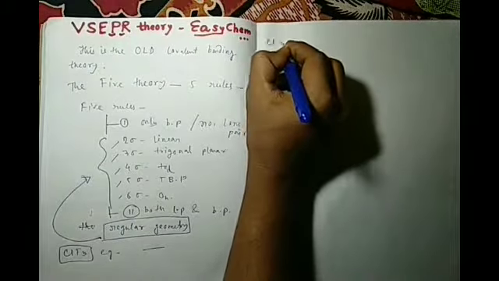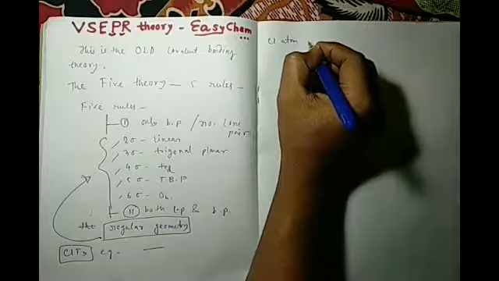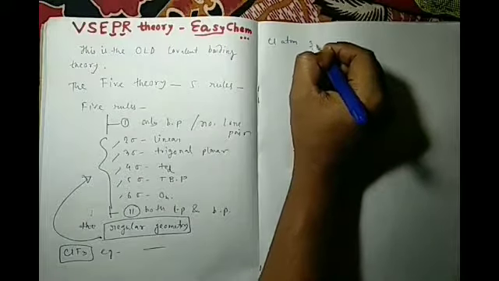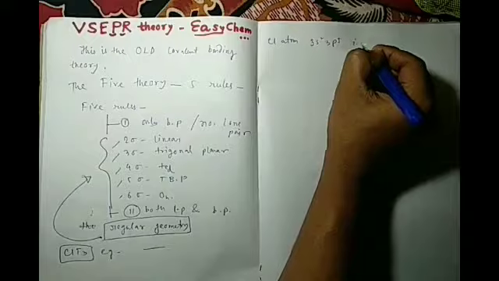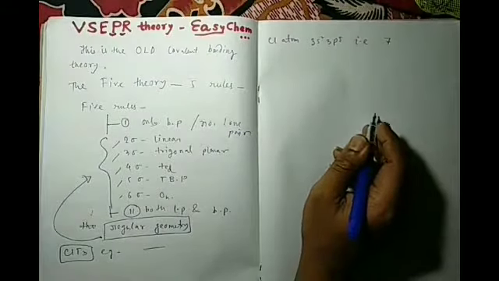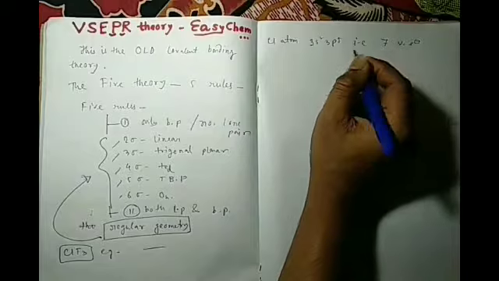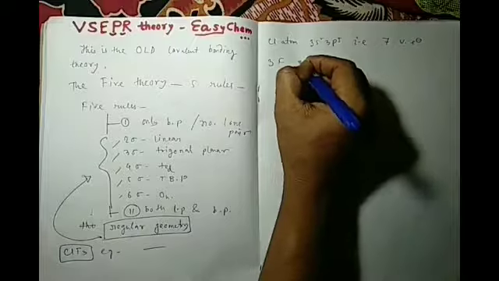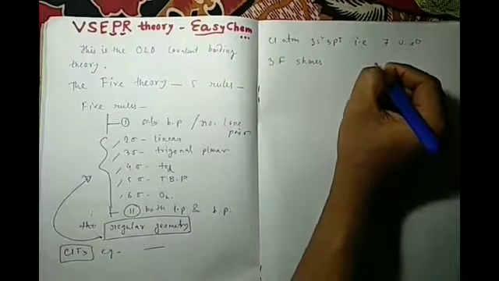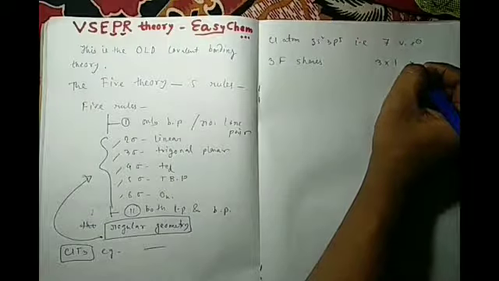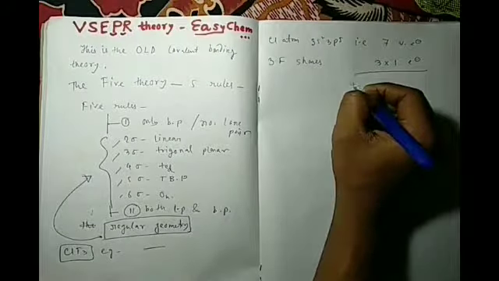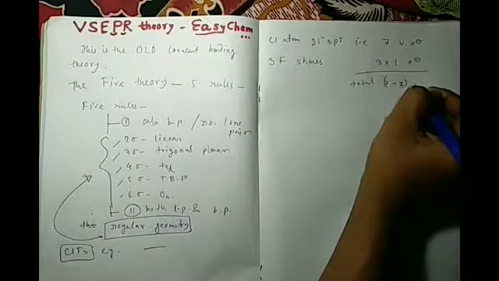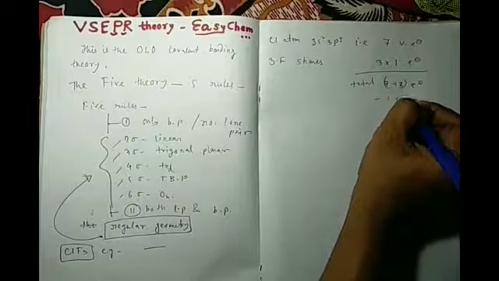Now the Cl atom has the electronic configuration 3s2 3p5, that is 7 valence electrons, and in the compound ClF3, 3 F atoms share 3 cross 1 electrons, that is a total of 7 plus 3, that is 10 electrons.